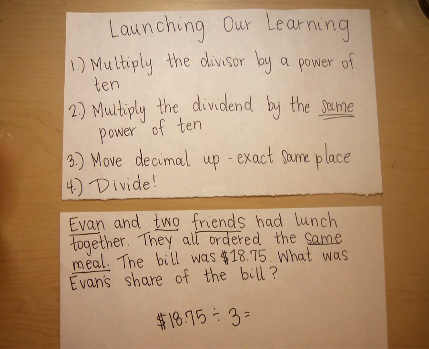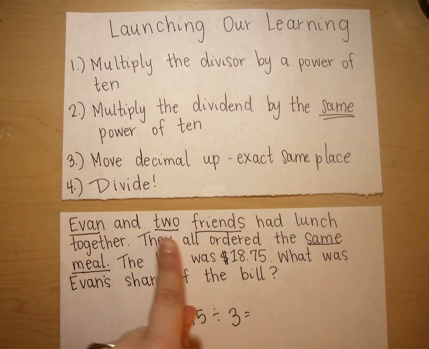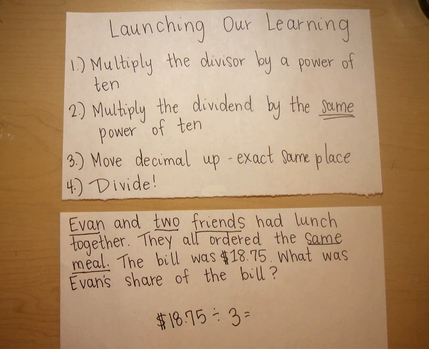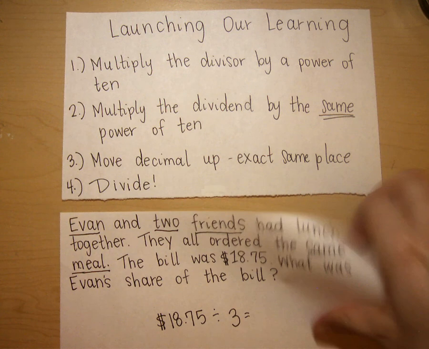This is a tricky problem in a couple ways. So number 1, it says Evan and 2 friends. It's really easy for us to see the number 2 and want to divide this by 2. But nope, today we're going to divide it by 3 because Evan needs to pay his fair share for his meal. Another key point is they ordered the same meal. That means they all need to pay the same price when the bill comes. So if the bill was $18.75, we're going to take that and divide it by 3 to figure out what the total of each person's bill was.